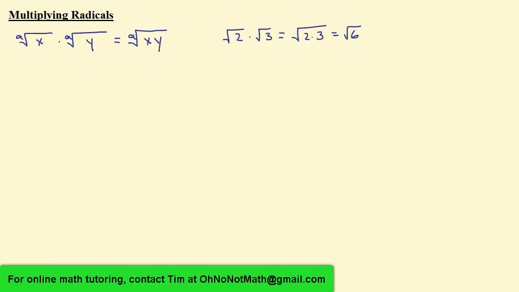So let's try an example. Let's say I want to multiply 2 times the square root of 50 times 4 times the square root of 5. I start by multiplying my coefficients. 2 times 4, which is 8. And then I have 50 times 5.